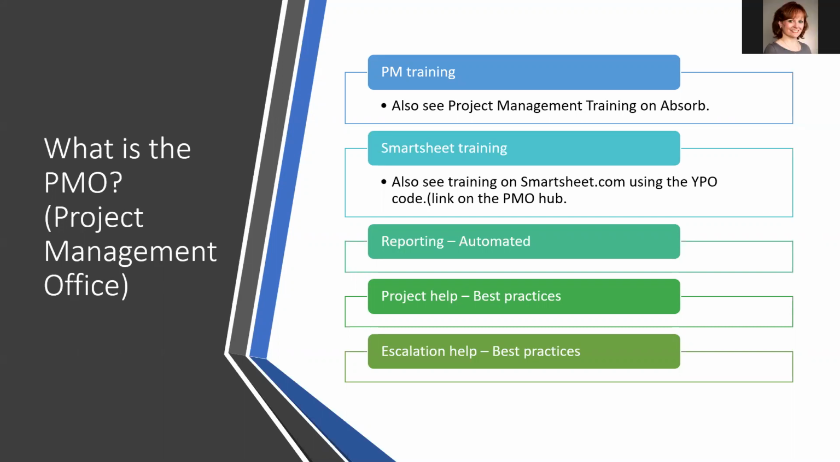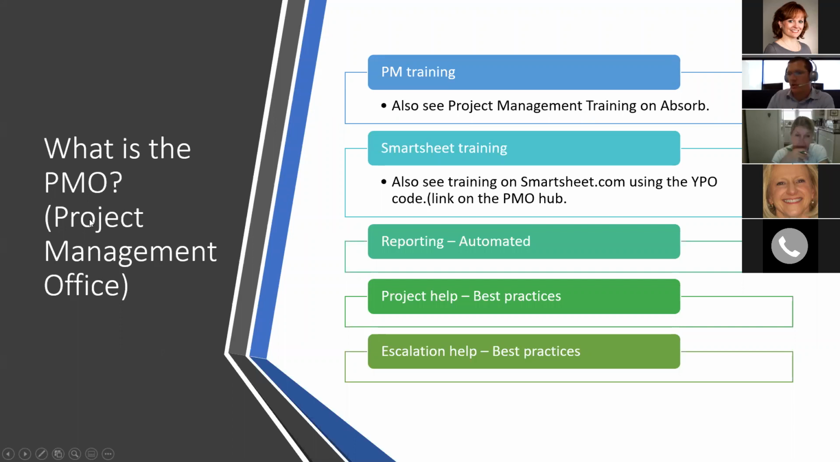So escalation can be a really useful thing. All right, so that's basically what the PMO is, Project Management Office. We're going to do best practices. We're going to be supporting Smartsheets. We're going to be supporting the people running all the projects. So we're here to help.